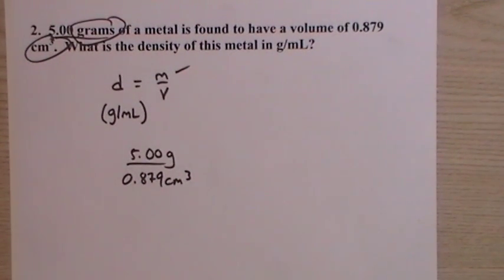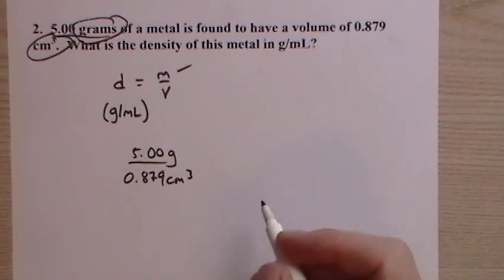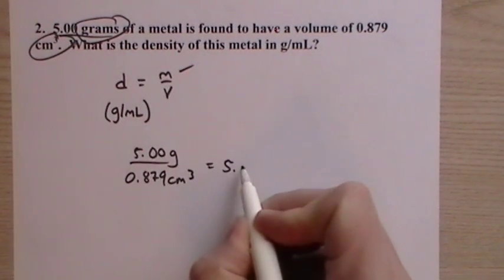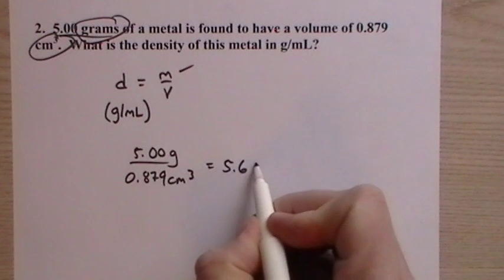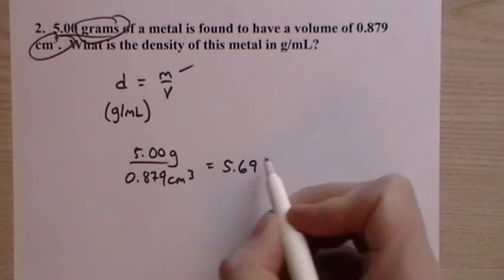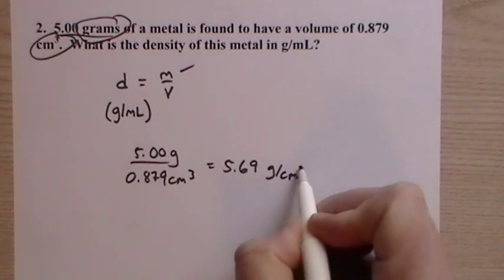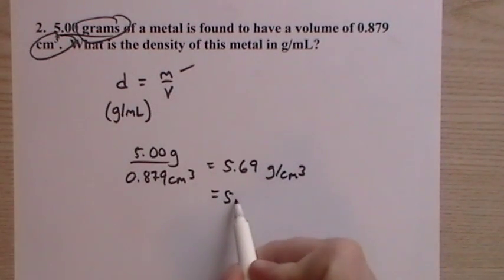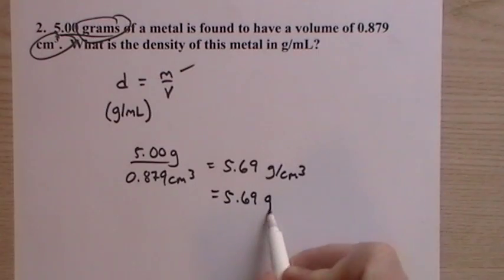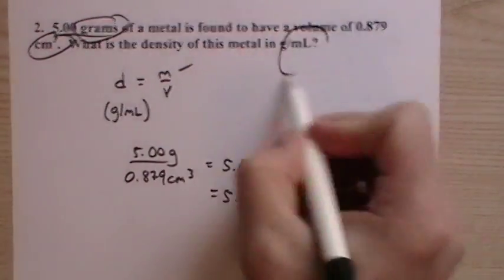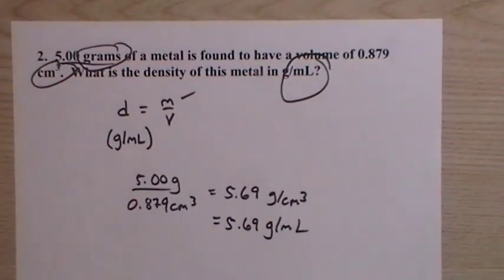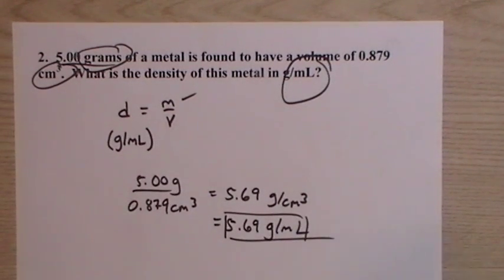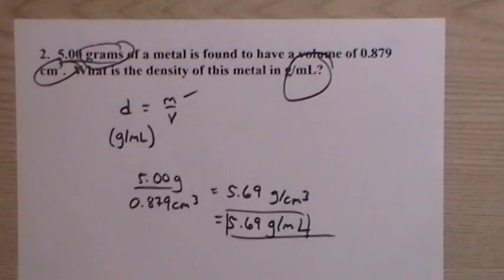So 5 divided by 0.879, and we end up with 5.688, we're going to round to 5.69, and grams per centimeters cubed. And we know that centimeters cubed are mils, so we get the same number with different units, and that's what they want. So be careful: whatever units they ask for, give those to them. In this case, it was pretty easy to convert.